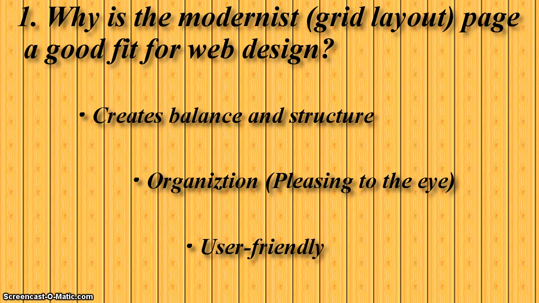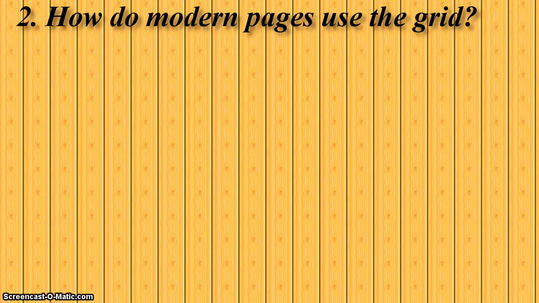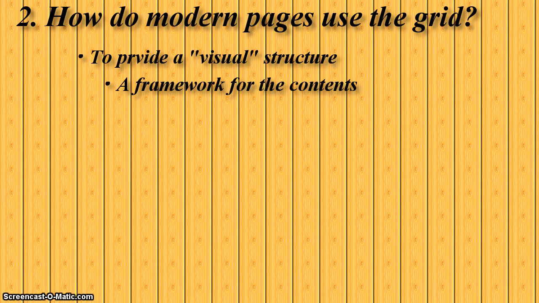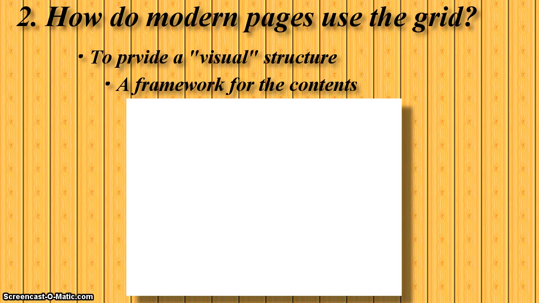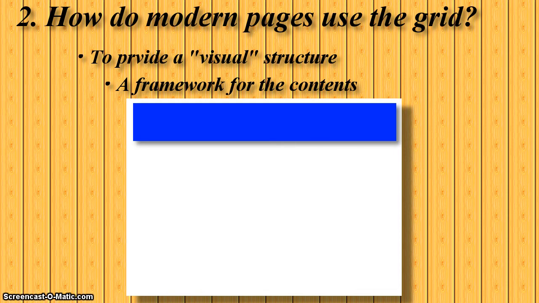The second topic is how do modern pages use the grid to provide a visual structure, a framework for the contents. An example is, let's say that this is your screen or the web page that you're looking at. It could have a header on top, the main contents or the menu bars, the organization's logo and stuff, where you can click on and it will guide you to the homepage.